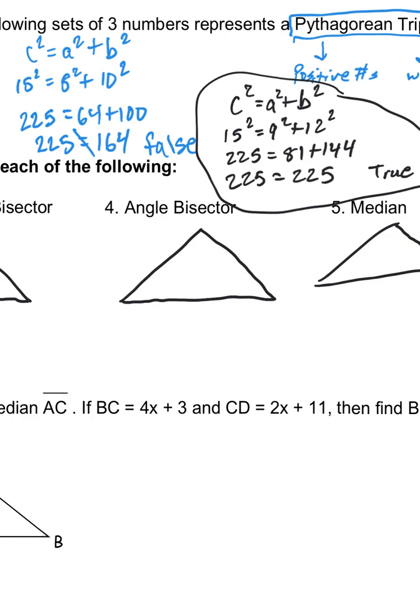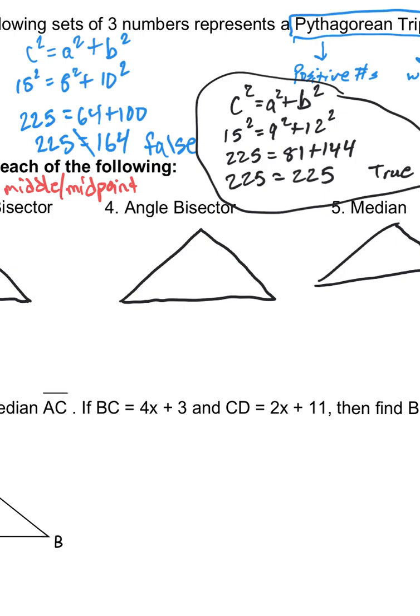Number 3 is saying perpendicular bisector. Remember, for perpendicular, you should be thinking 90-degree angle. And for bisector, we're thinking middle, or midpoint. So for a perpendicular bisector, we'd like to start at a midpoint. I'm going to start down here with a midpoint.